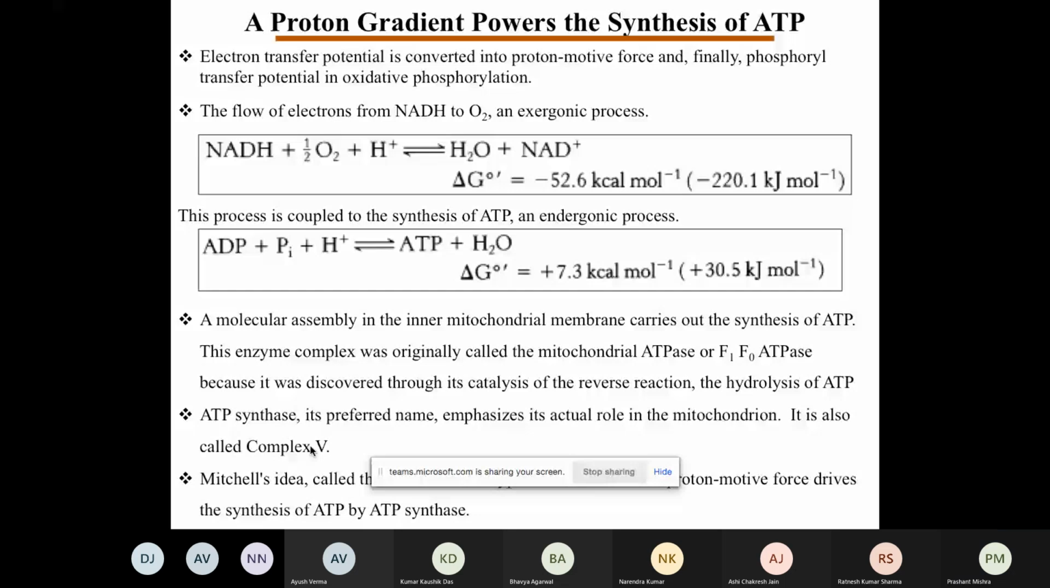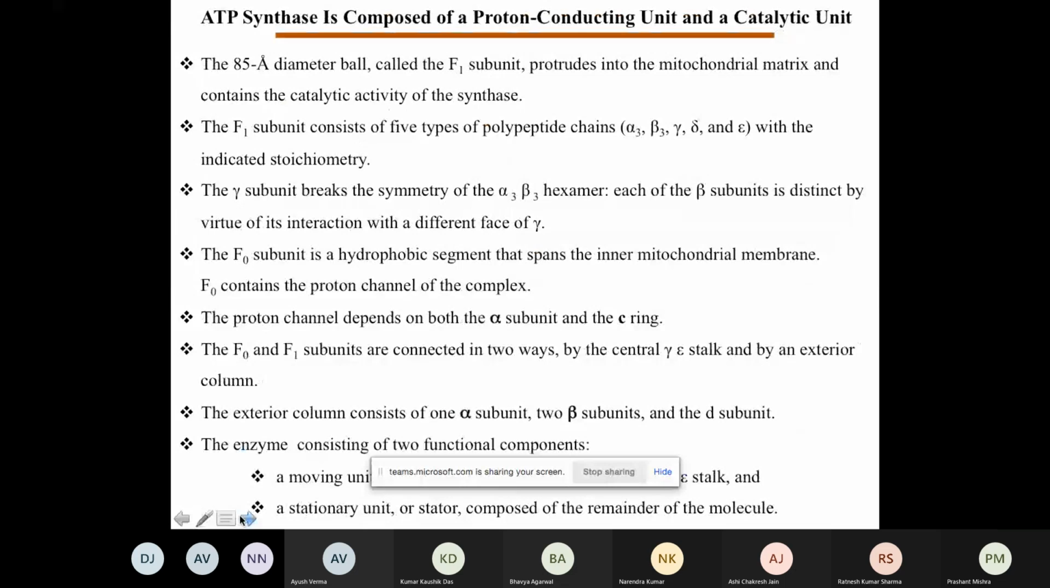So what will happen? Protons enter, and when the proton enters, because of the entry of the proton, which is re-entering through the ATPase, that will lead to the synthesis of ATP, and the enzyme involved is ATP synthase. So let us see how ATP synthase works.